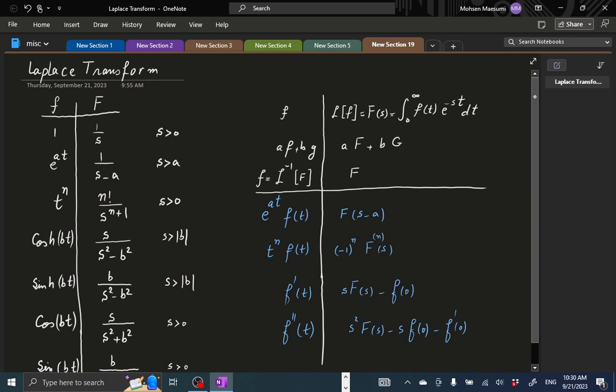We went after some basic functions: constants, exponentials, polynomials, sine and cosine hyperbolic, and trigonometric, the circular sine and cosine. We found the formula for each of these cases. Each of them has some kind of a restriction on s.